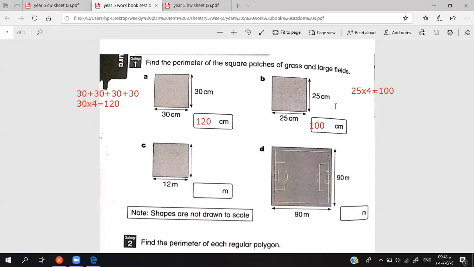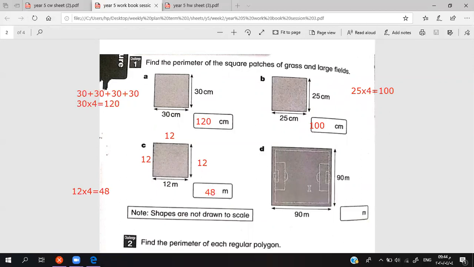Okay. Let's try here. Here a square, one side of it is 12, and I know that all sides of the square are equal. So this is also 12, and this is also 12, and this is also 12. So my parameter will be 12 plus 12 plus 12 plus 12, which is 12 by 4, which is gonna give me a 48. Okay, so here is 48 meters.